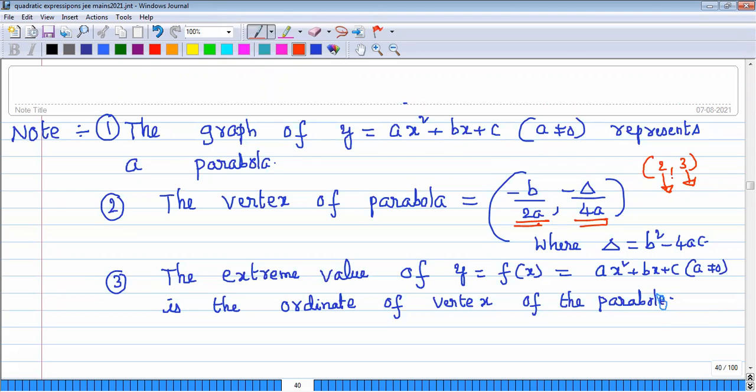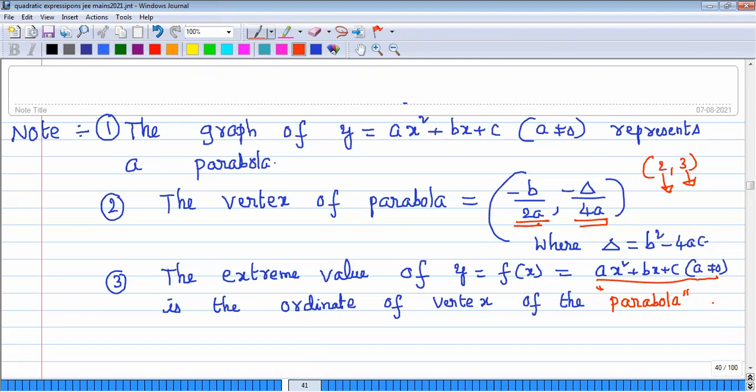Understood now? So that's why here the extreme value of y is equal to f of x, ax square plus bx plus c, a does not equal to 0, is the ordinate of the vertex of the corresponding parabola. Right. So it will be useful for your conic section also, geometry also. In geometry, generally you may be asked to find the vertex of any parabola. In a very simple manner you can find.